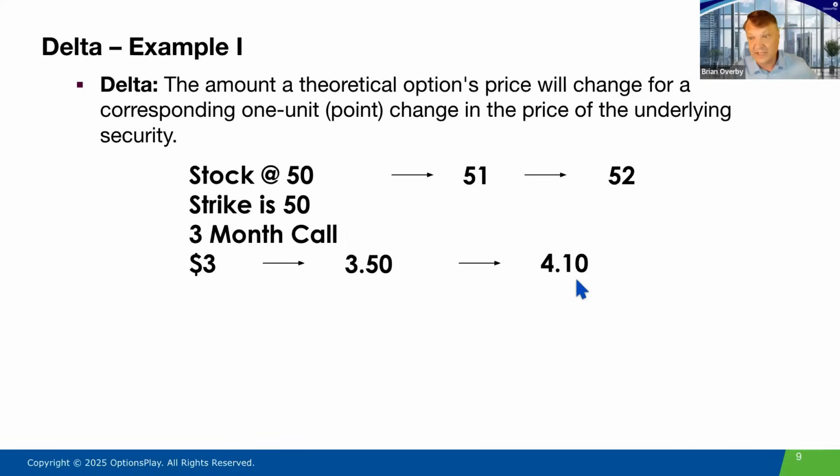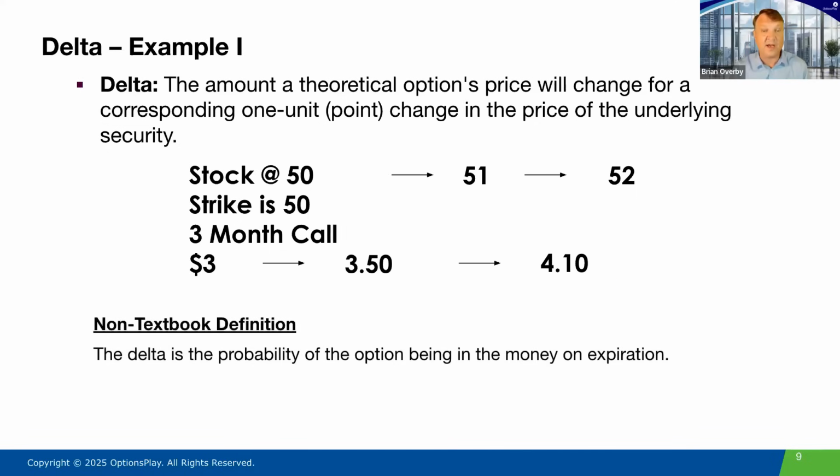Now it's at $4.10. And in the next point movement, if it went up another dollar like that, snap, we would even go up more than 60 cents. And that's how delta works. Why are we jumping in leaps and bounds by delta? Well, I always like to talk about the non-textbook definition of delta.